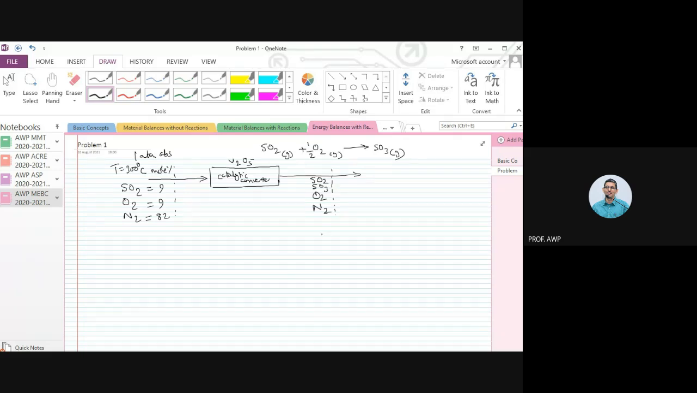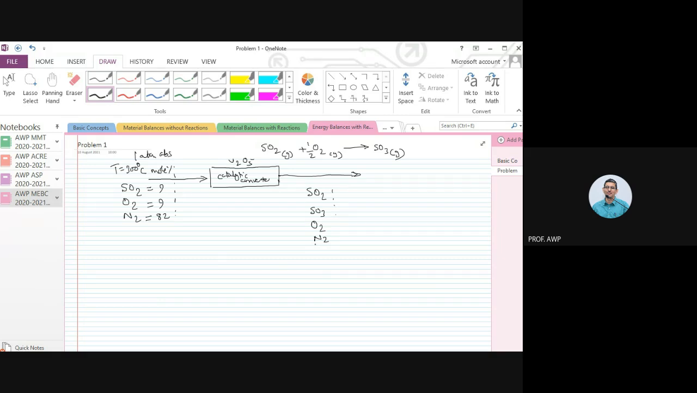If SO2 is completely converted, if conversion is 100%, then there will be no SO2. But if conversion is less than 100%, say it is only 50% conversion, then we will have some amount of SO2 remaining, SO3 generated, unreacted oxygen, and nitrogen, of course, that is our inert.